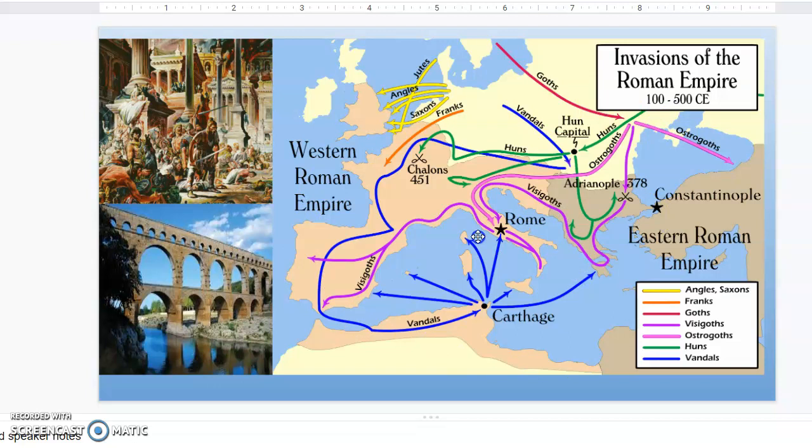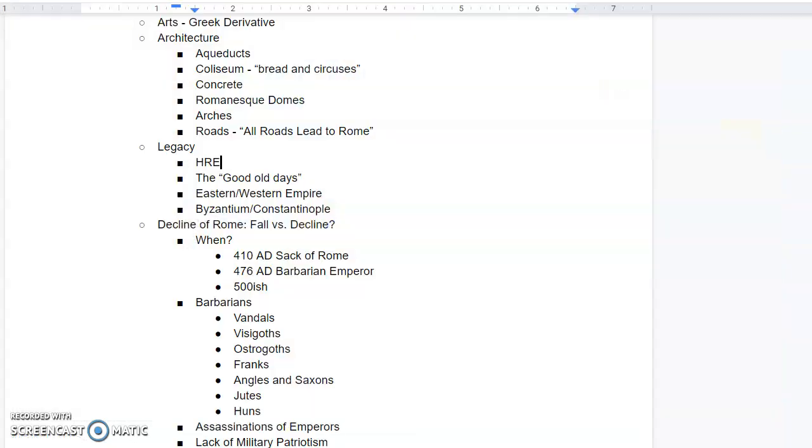So already in the 300s, some of the problems of Rome are already being seen. But that east-west split is a legacy that we'll see continue. And with the eastern half having its capital at the old city called Byzantium, then Constantinople, and it is the modern-day city of Istanbul in modern-day Turkey.